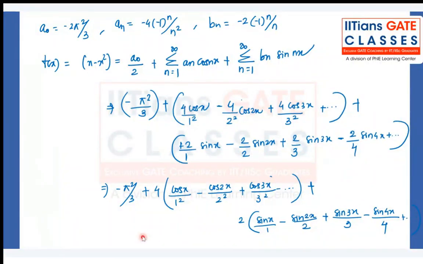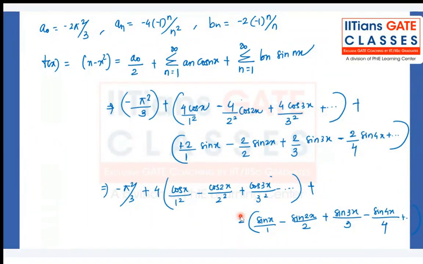Or you can take common from here. If you take 4 common, you'll get cos of x by 1 square minus cos of 2x by 2 square plus cos of 3x by 3 square, and so on. In the second bracket, you can take 2 common: sin x by 1 minus sin of 2x by 2 plus sin of 3x by 3 minus sin of 4x by 4, and so on. Okay. So this is what the overall Fourier series will look like for the given question.